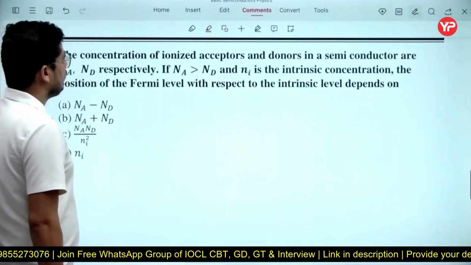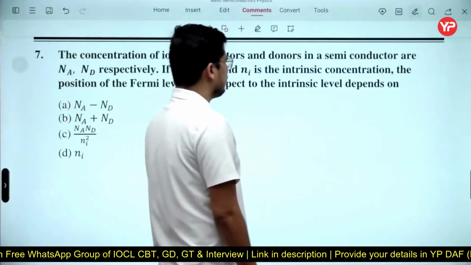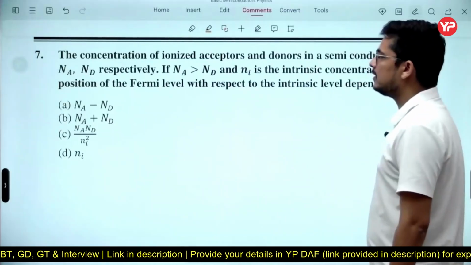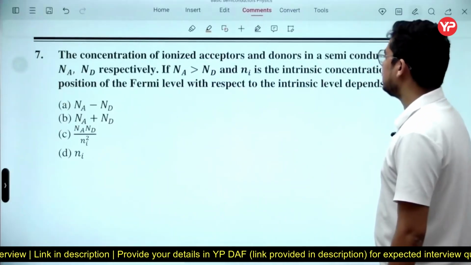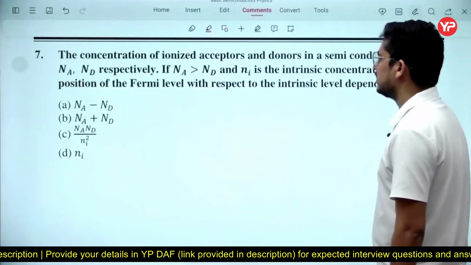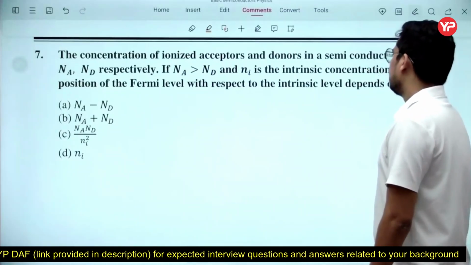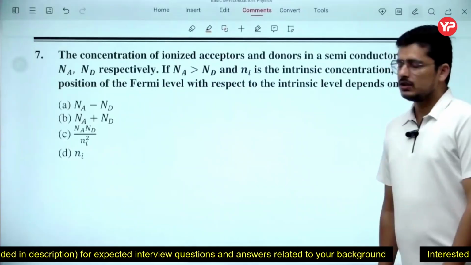The concentrations of ionized acceptor and donor in a semiconductor are Na and Nd. Na is greater than Nd. Ni is the intrinsic carrier concentration. Then the position of the Fermi level with respect to the intrinsic level depends on which things?